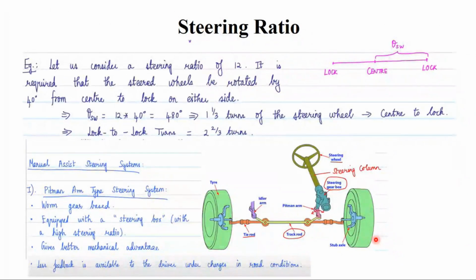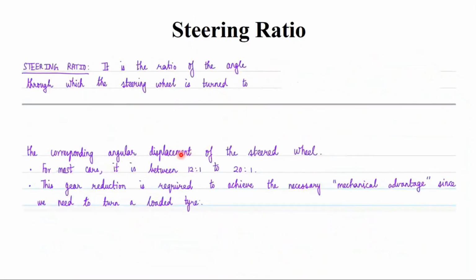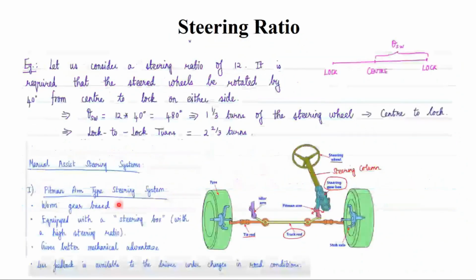Now let us see the key points of this Pitman arm type. This is going to be the worm gear based type. This Pitman arm is equipped with a steering box which has a high steering ratio. The steering ratio is nothing but the ratio of the angle through which the steering wheel is turned to the corresponding angular displacement of the wheel.